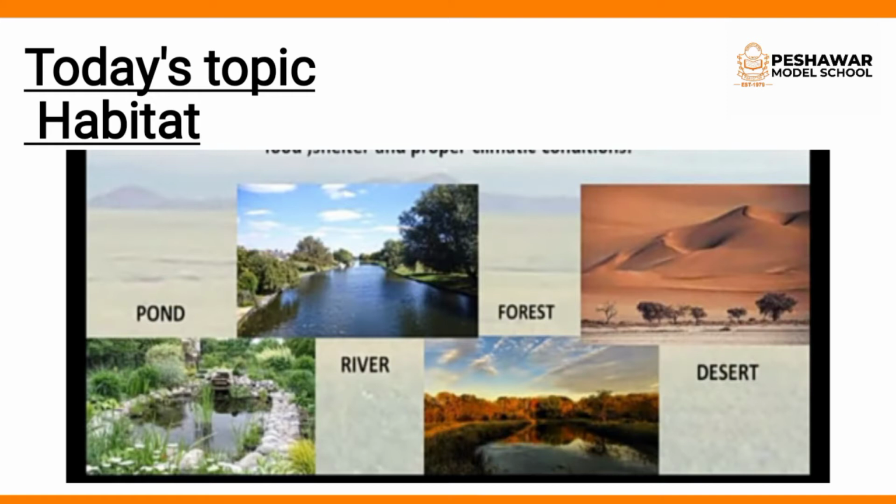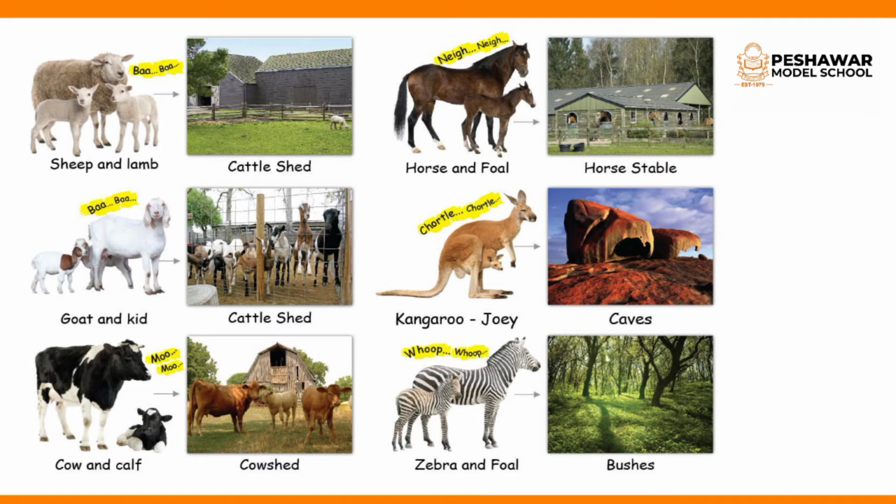So now come to our today's topic, habitat. But first I will show you some animals and their habitats. In this picture you can see some animals and their habitats where these animals live. You can see here these animals and their specific habitats like sheep and lamb live in cattle shed, goat and kid live in cattle shed, horse and foal live in horse stable, zebra and foal live in bushes.